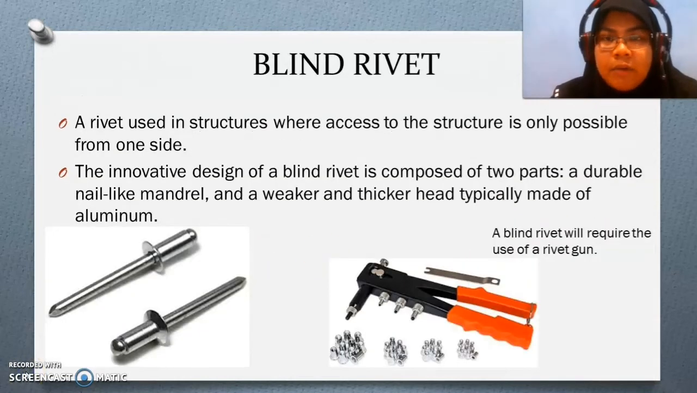The last type of common rivet we call the blind rivet. The blind rivet is very special because access to the structure is only possible from one side, and also the design of the blind rivet is only composed of two parts: a durable nail-like mandrel and also a weaker, thicker head that is typically made of aluminium. The blind rivet also requires special equipment we call the rivet gun, compared to the standard rivet and countersunk rivet, which only require equipment like a hammer.